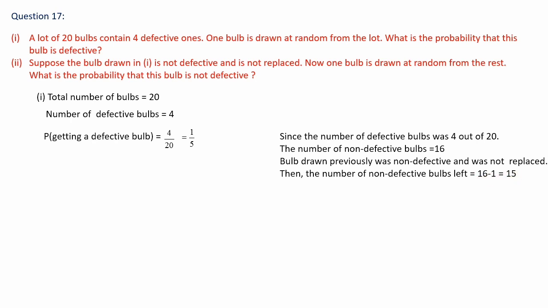So here the question is, what is the probability that this bulb is not defective? We have 15 non-defective bulbs. So the probability of getting a non-defective bulb is: our favorable outcome is 15 and the total outcome is 19, because total 20 was there in the first case, and we have taken one good bulb and have not replaced it. So 20 minus 1, the total is changing to 19. So the required probability is 15 by 19.